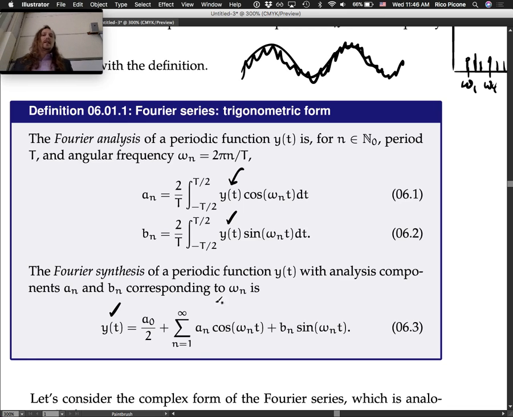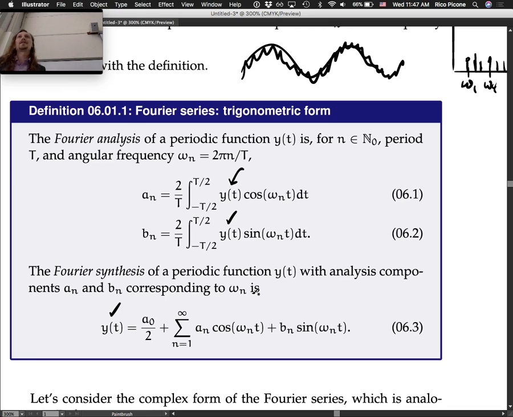So this function is just a sum of all of these sinusoidal terms, right? With different frequencies and amplitudes. Okay, so that's the trigonometric formulation, which is probably the most accessible because it's very obvious that it's in terms of sinusoids, right?